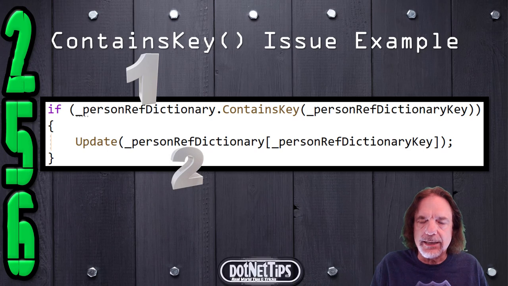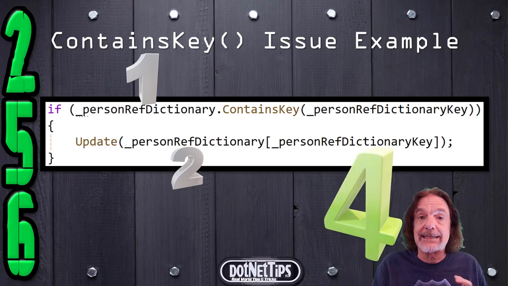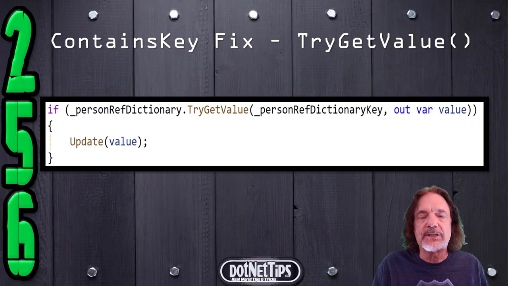This is a double lookup, but in the code I'm working on right now, I'm seeing triple and even quadruple lookups in the same block of code. So you're really hurting your performance at this point. Here's how you fix it. You just incorporate using TryGetValue instead of ContainsKey.